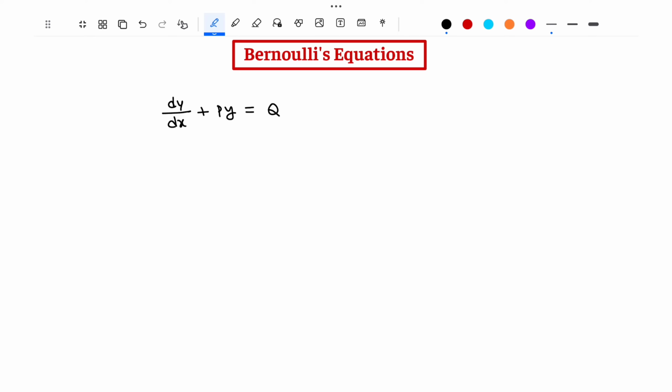Okay. Now suppose in this differential equation I am multiplying a factor of a dependent variable, let's say y to the power n. Okay, I am multiplying this y to the power n on right hand side. Now this form dy dx plus py equals to q y to the power n, this is called the general form of Bernoulli's equation.